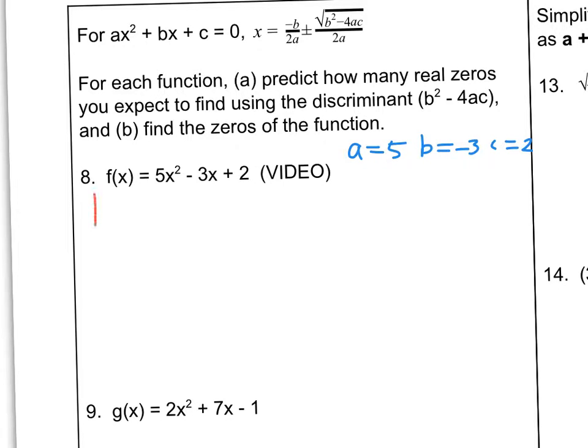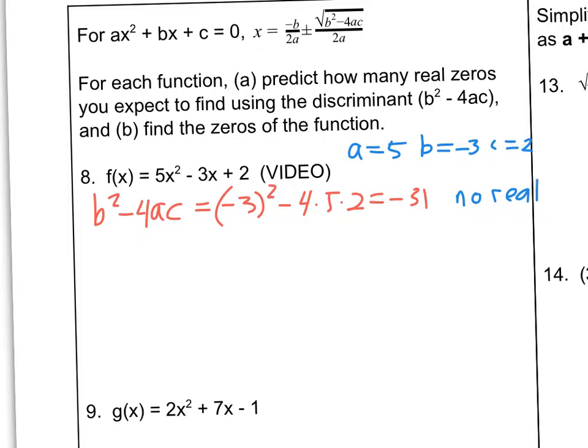And for the discriminant, B squared minus 4AC is going to be -3 squared, which is 9, minus 4 times 5 times 2, which is going to be 40. 9 minus 40 is -31. Because -31 is less than 0, I expect there to be no real zeros. All right, let's do this out and find out if that's the case.